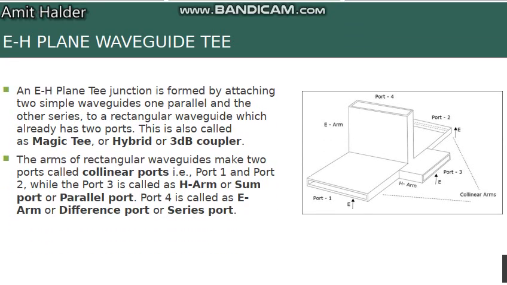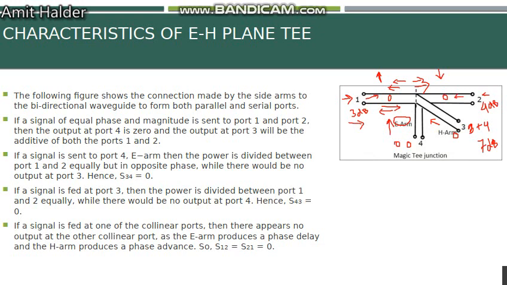This is the E-H plane waveguide T, and it is formed by attaching 2 simple waveguides. If we attach both collinear arms with the E arm and H arm, it is known as a magic tee, hybrid tee or 3 dB coupler. The arms of the rectangular waveguide make 2 ports called collinear ports. Here are port 1 and port 2. You can see the collinear arms here. The H arm is on the side, and the E arm is perpendicular. So there are 2 ports for the parallel port and also the series port.